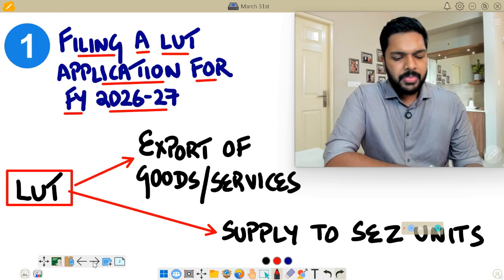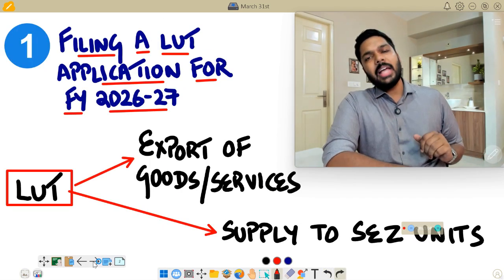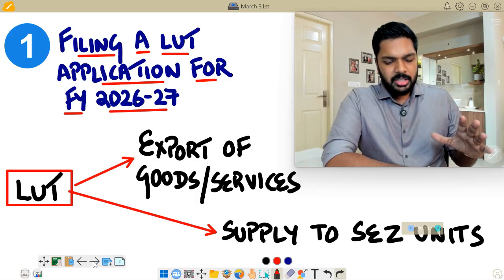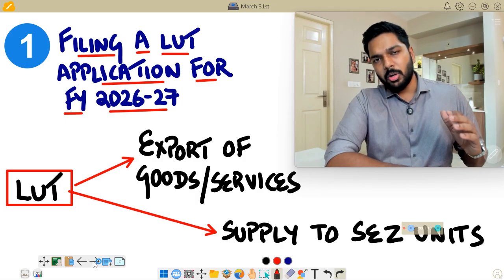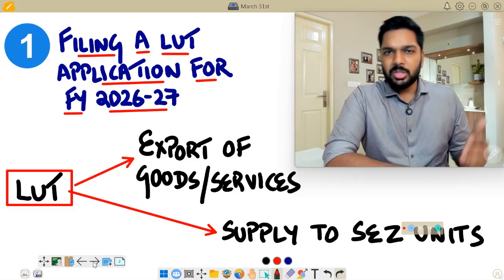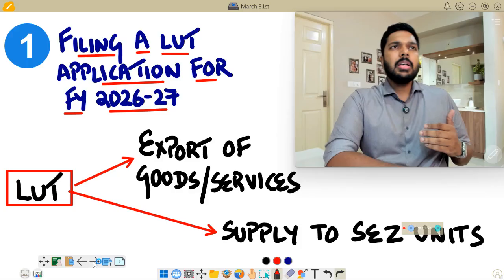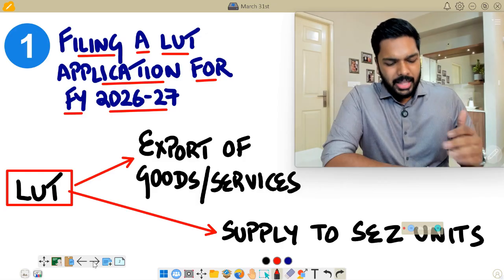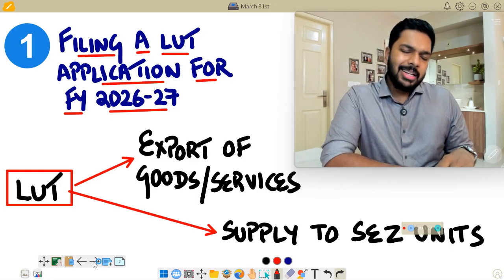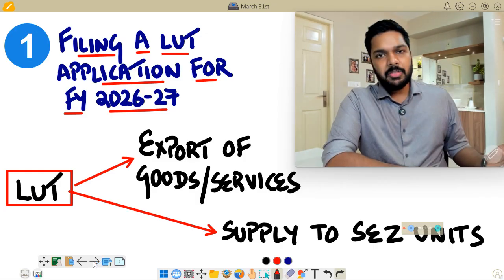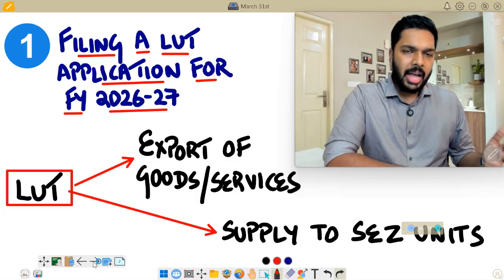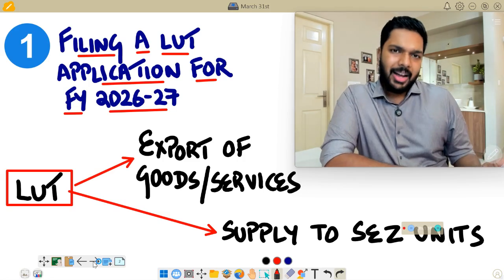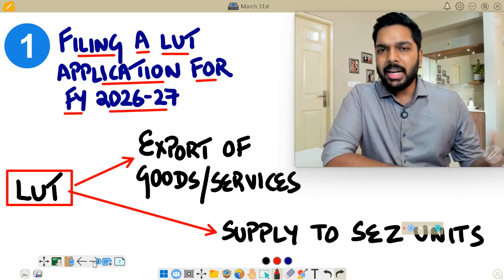And the first one, like we have here, is filing of an LUT application for financial year 26-27, the next financial year. Now, this is quite relevant for those in the export business, exporting goods or services outside the country, or even supplying goods or services to a special economic zone or a special economic unit. And that is filing of an LUT. Now, LUT is basically an online application. It hardly takes 5 to 10 minutes for you to fill and submit the LUT, and it is an auto-approved form, which basically means that today if I file an LUT, then within a couple of days it'll be auto-approved.